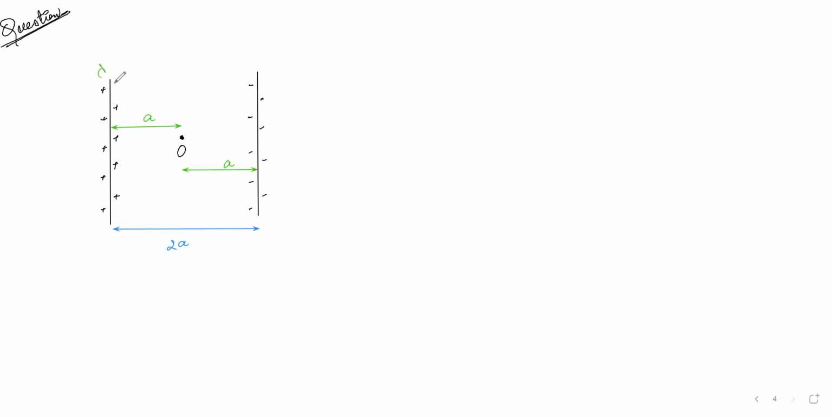The density of the charge on the positive line is lambda1, and for the second one is lambda2. According to the question, calculate the electric field at O. This is your question. Calculate electric field at O. Okay. Can you solve it?